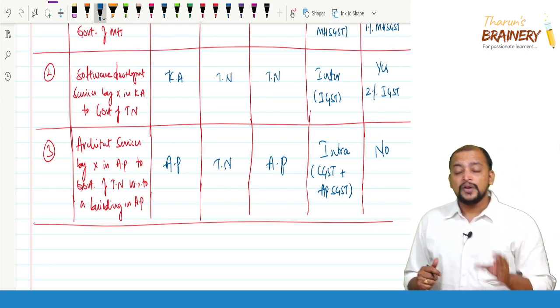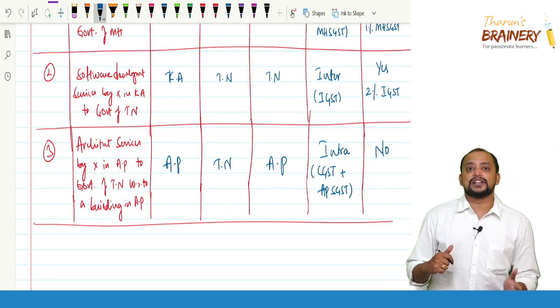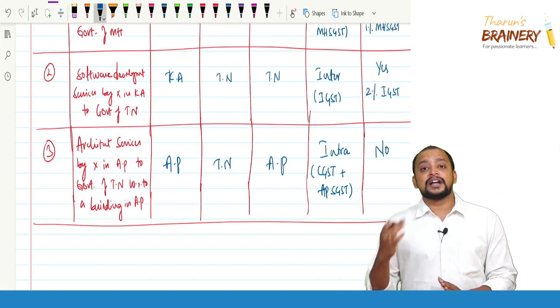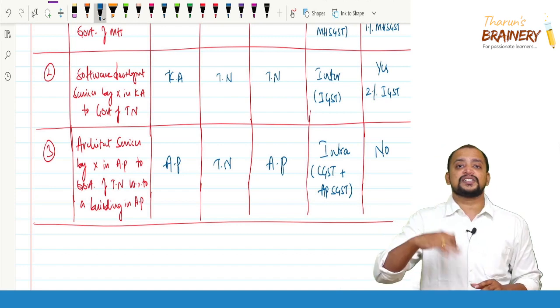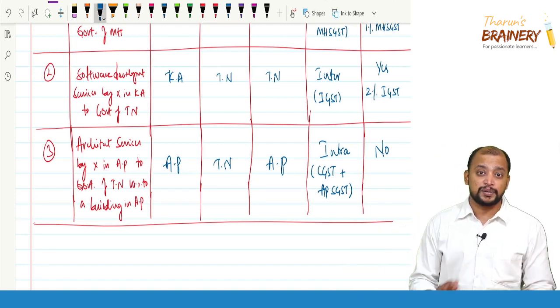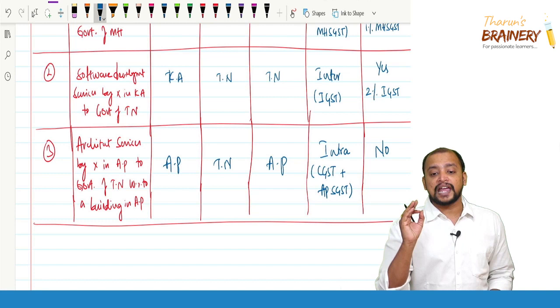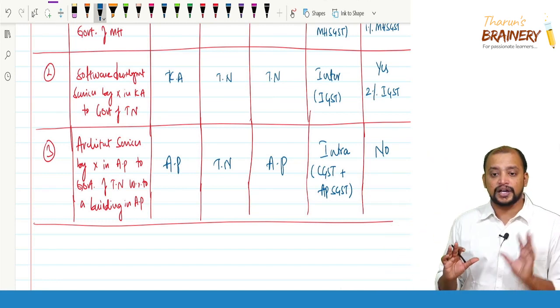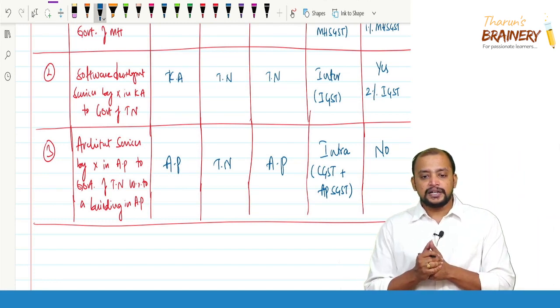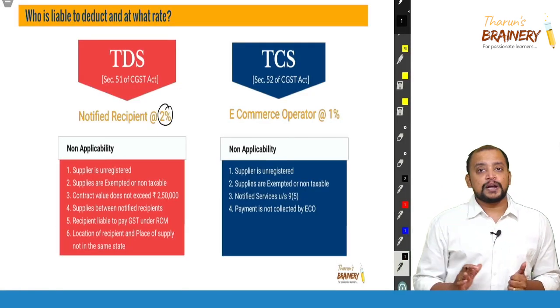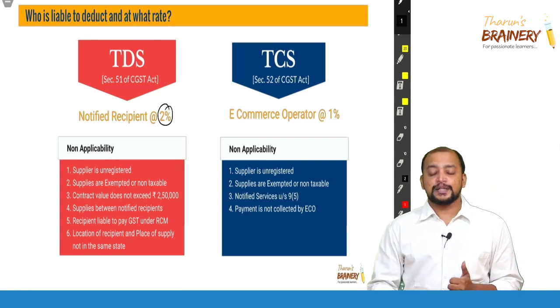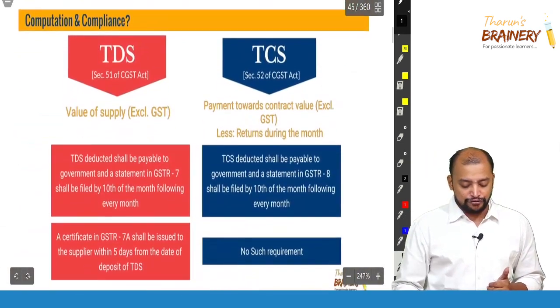So which means that when location of supplier and place of supply are in the same state and recipient is in a different state, supplier and place of supply in the same state but recipient in a different state, TDS is not applicable. It's a very, very important area, can be tested in exam. Okay. So clear? So this is with respect to TDS non-applicability. TDS non-applicability is important from exam point of view for short note.